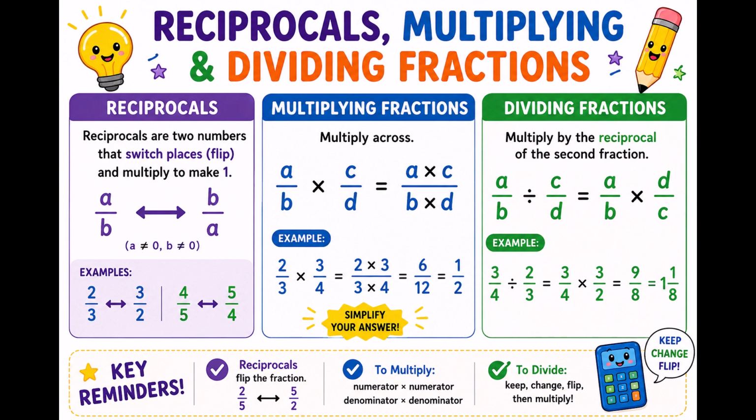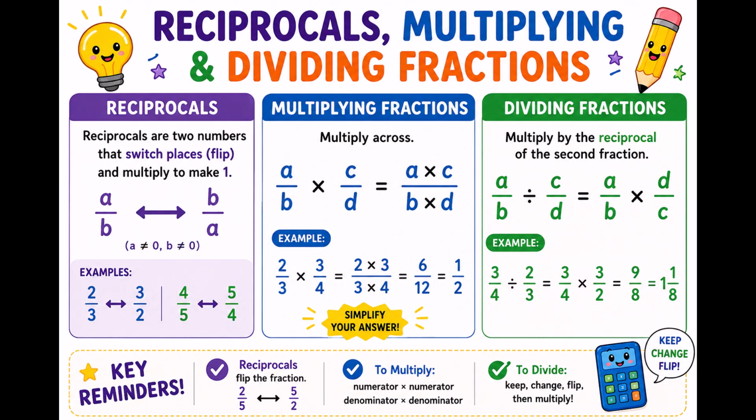Let's look at this example. 2/3 times 3/4. How are we going to multiply it? Multiply the numerators. 2 times 3 equals 6. Good. Multiply the denominators. 3 times 4 equals 12. Good. So our answer is what?